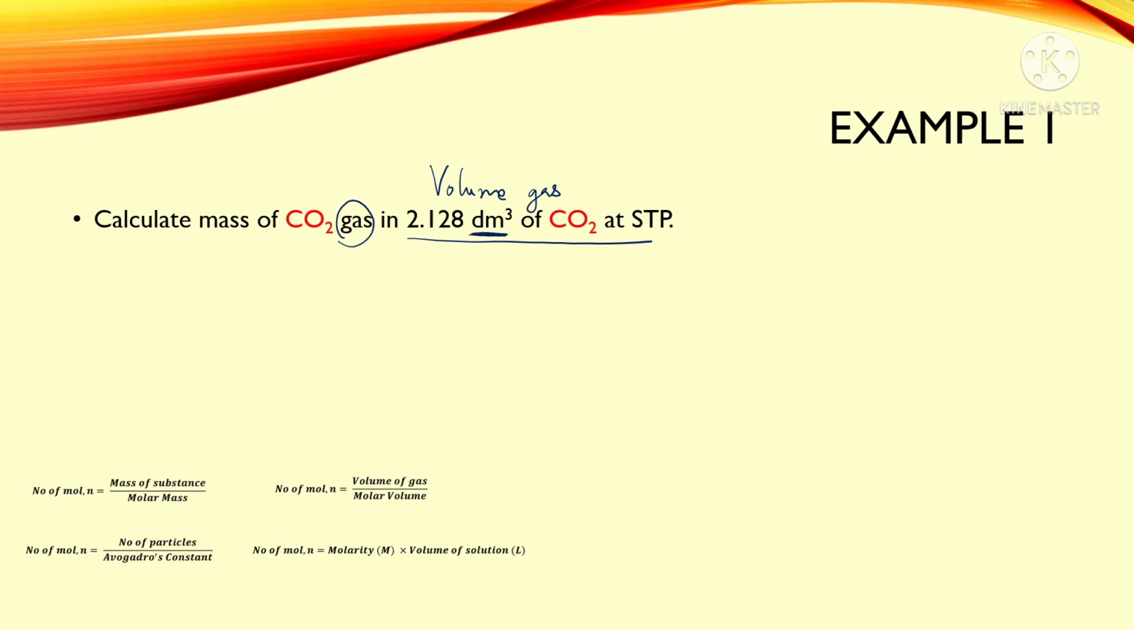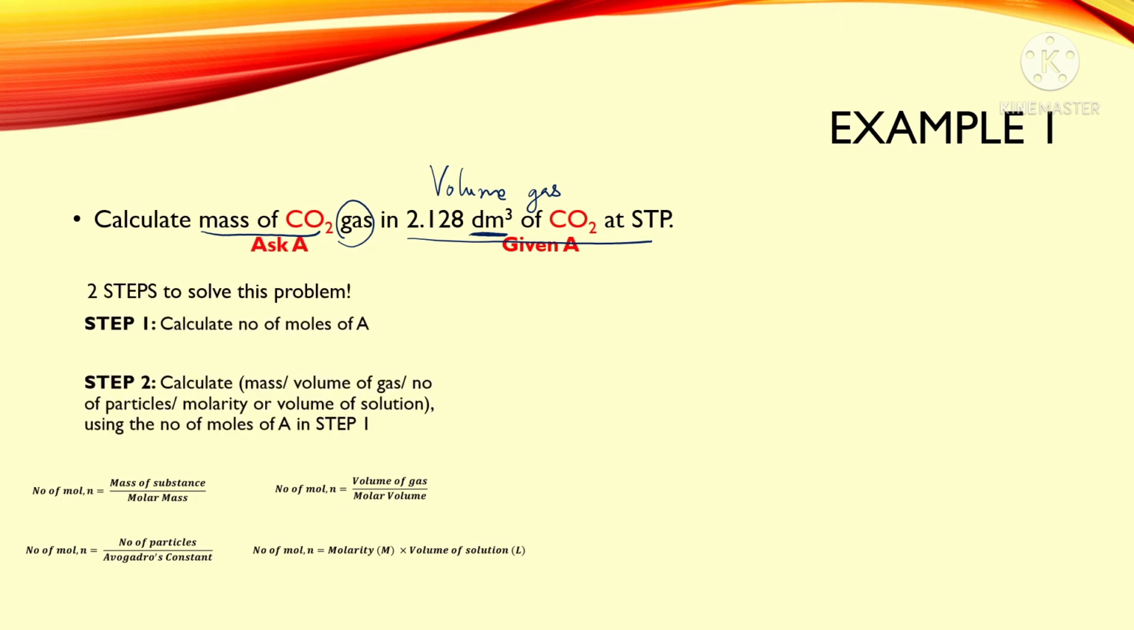So we are being given A, and then we are being asked about the mass of carbon dioxide. Again, it's carbon dioxide, so we are being asked for A. From the question, we know that this must be a 2-step question because given A, ask for A. So it only involves 2 steps.